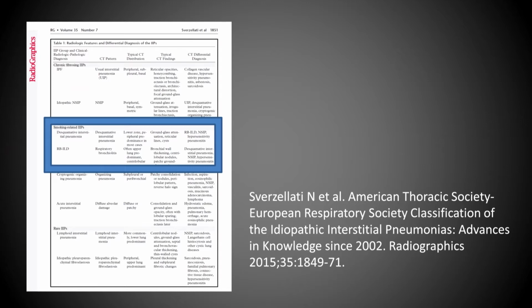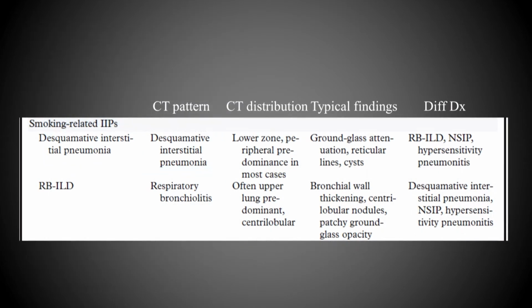And I'm going to show you a close-up of this. So these are the two smoking-related idiopathic interstitial pneumonias, which to me is a little bit of a misnomer because if they're smoking-related, they're not really idiopathic. But nevertheless, these are the two: desquamative interstitial pneumonitis and respiratory bronchiolitis-associated interstitial lung disease. So these are the two that are included in this classification.